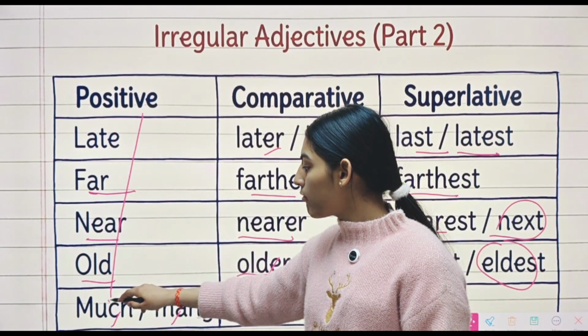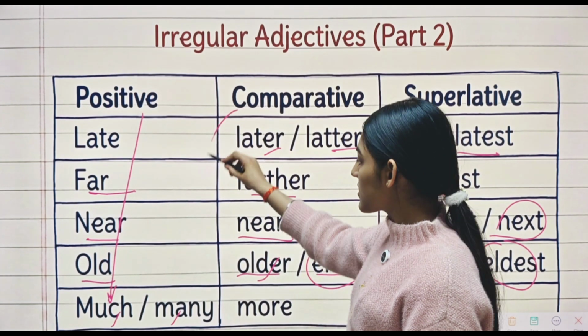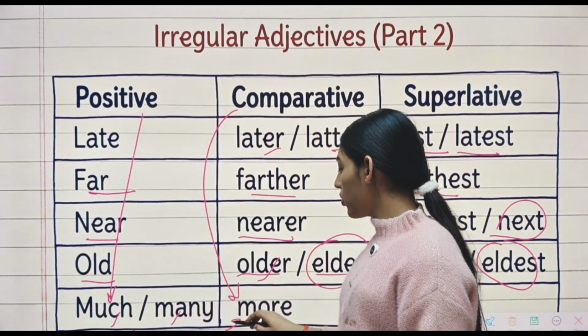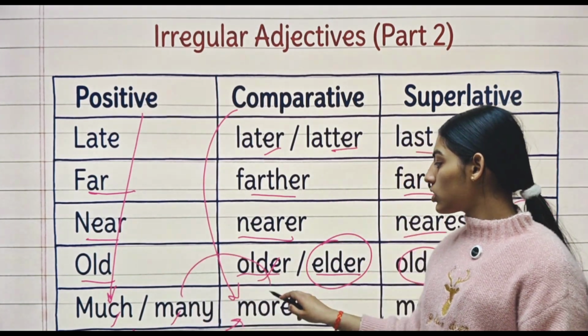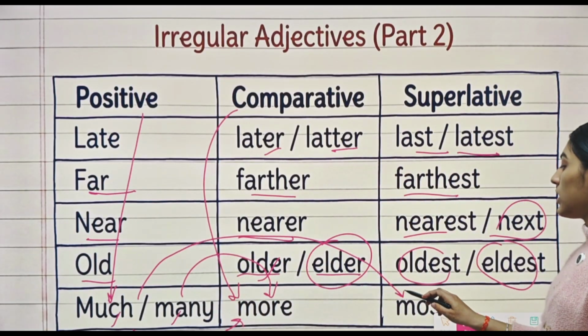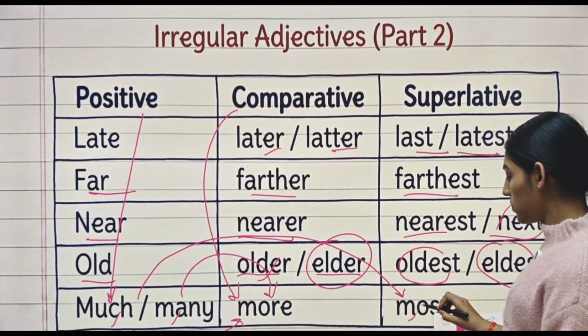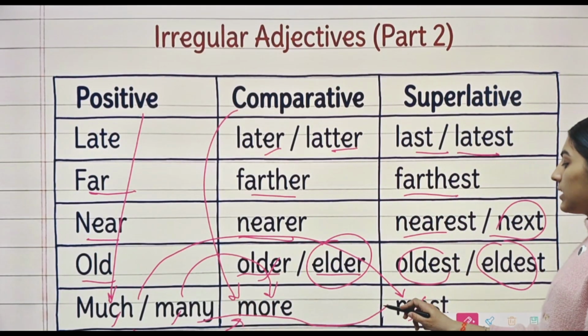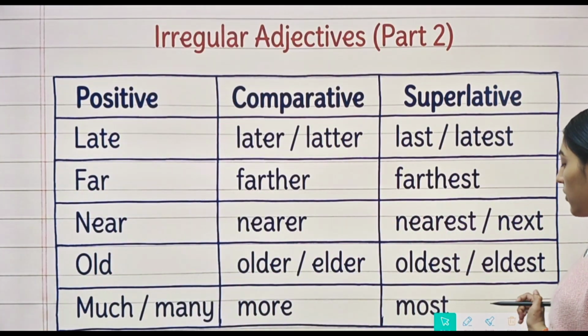In positive, if we have much, and if we are doing comparison, it changes to more. Similarly, many also changes to more. Then for more than 2, we will use most. Similarly, for many, it changes to most in superlative form.